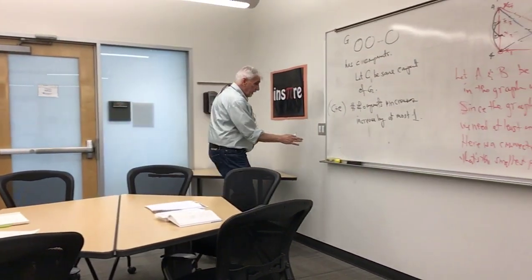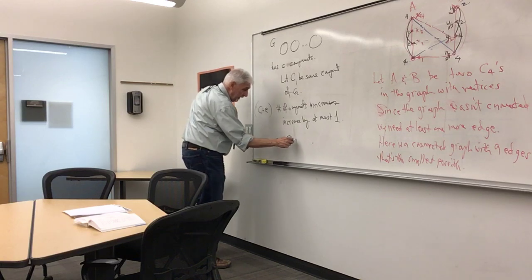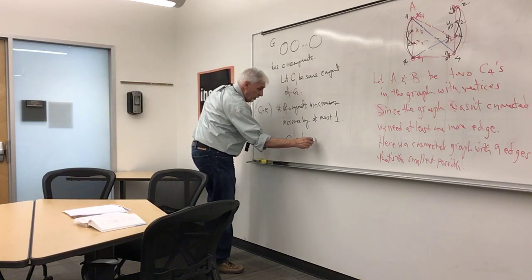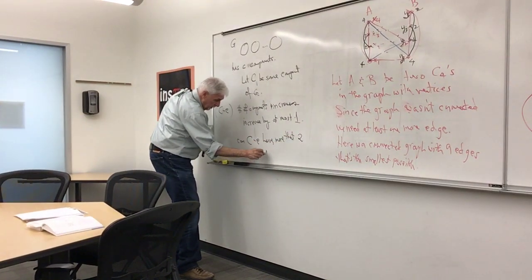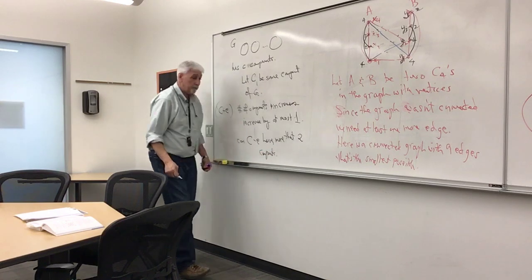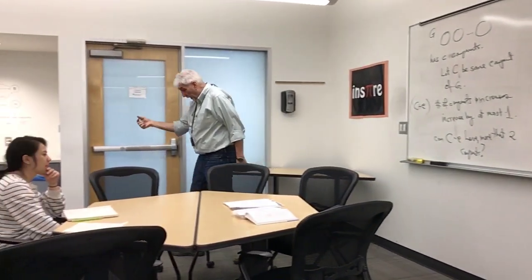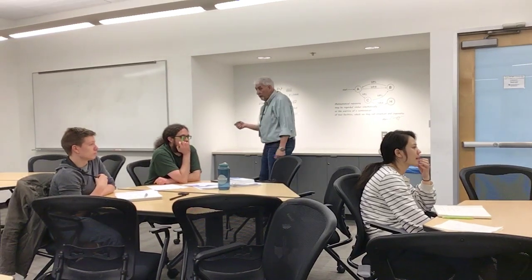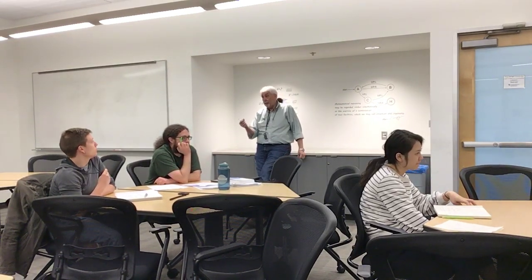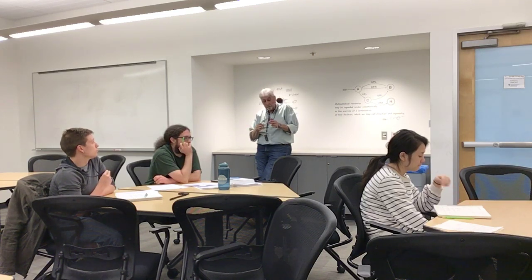Okay, so take a connected graph and remove an edge. Can C, a connected graph, minus E have more than 2 components? So I have to prove this. I have to prove that if I have a connected graph and I remove an edge, then I can't get more than 2 components. In fact, I may not even get 2 components. Okay, is that clear? So how would I prove that?